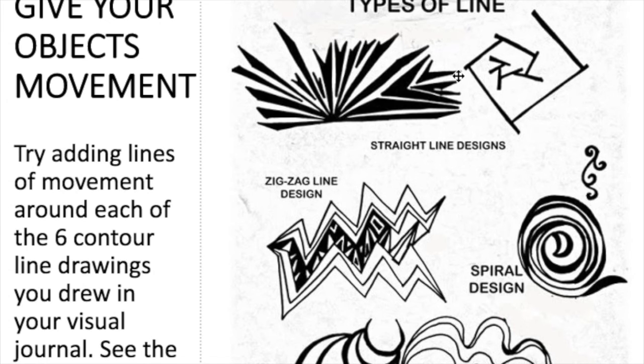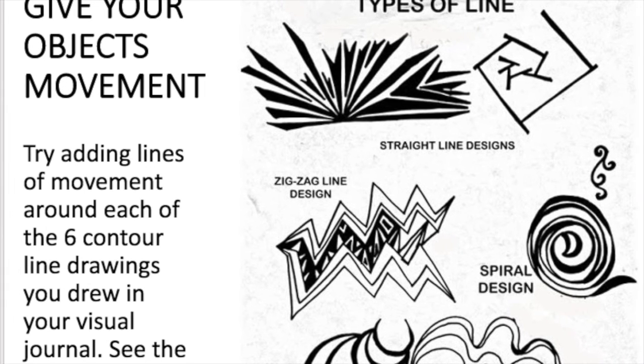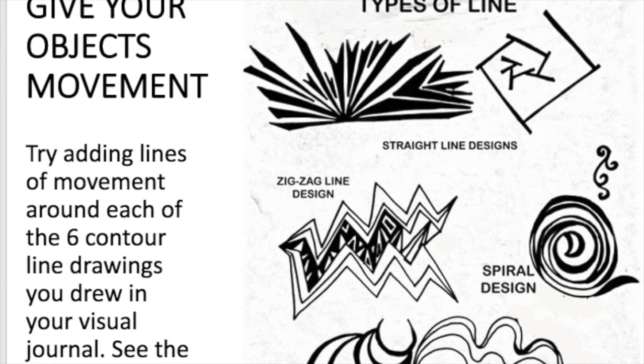Now, since rhythm is showing movement in art, I want you to give your objects movement. The 6 images that you drew the contour line artworks of, I want you to add lines of movement around those 6 images. And here are some examples of lines of movement. It could be zigzag lines, curving lines, repeating lines. So each of your 6 images, I want you to add lines of movement, or rhythm, around them. You can pause the video and resume when you're ready to continue the lesson.